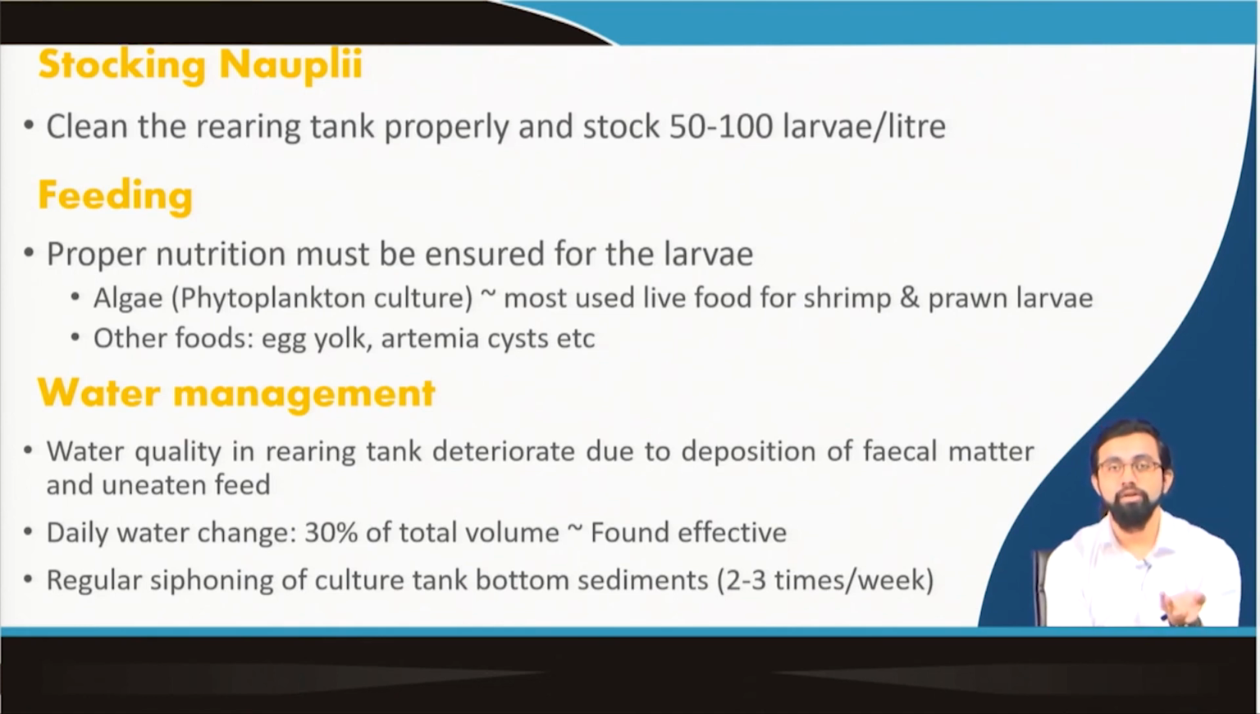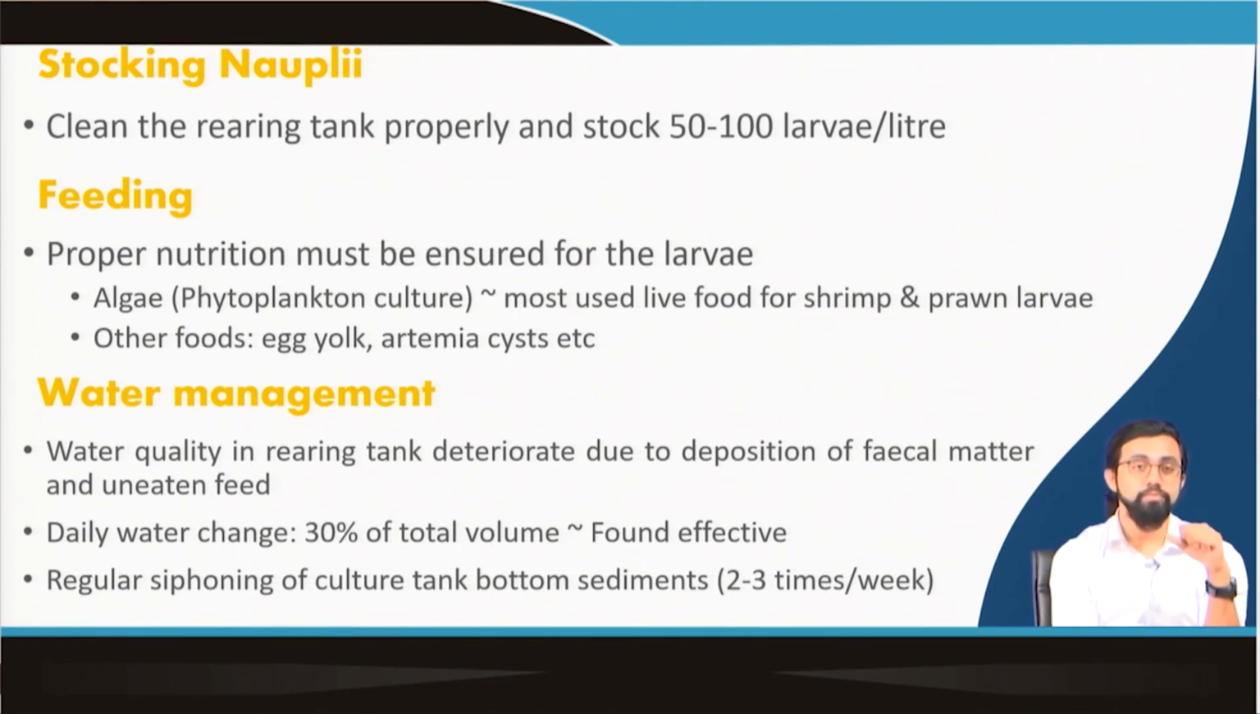Algae, such as phytoplankton culture, is mostly used as food for shrimp and prawn larvae. Other foods like egg yolk, artemia cyst, etc. can also be provided. This is for the larval stage, right? Because they mainly need live food, as we already know the reason behind it, why we need to provide live feed, and how they can get more benefit out of it.